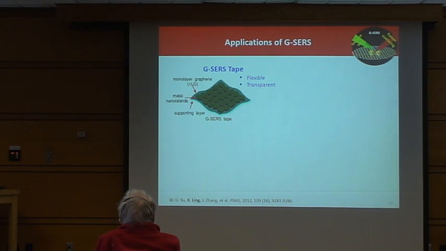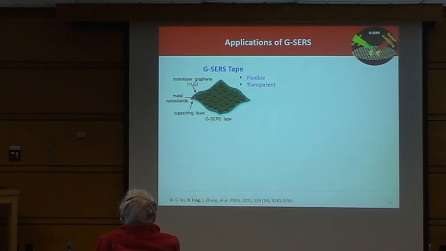So in the end, we developed a GERS tape for practical application. The GERS tape includes 3 parts. One is the supporting layer on the bottom, which is normally a transparent polymer without strong Raman signals. In the middle are the metal nano islands to offer the EM enhancement. And on the top is the monolayer, which is graphene.